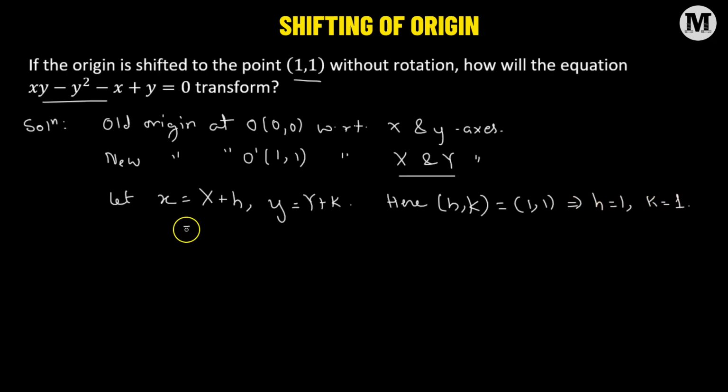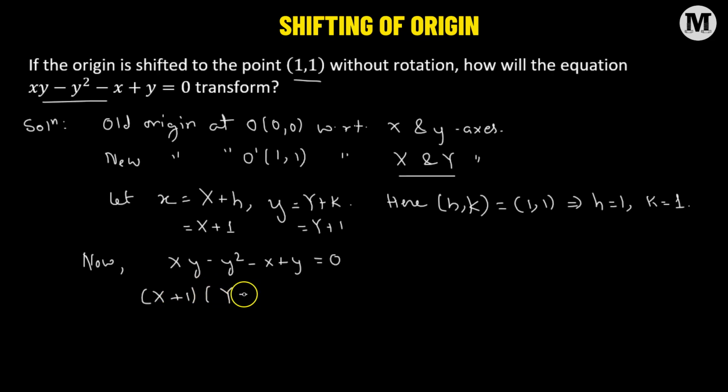Now let's make the substitution. So we're going to replace the value of x with x plus 1 and the value of y with y plus 1 into our given equation. So now we have xy minus y squared minus x plus y equals 0. Let's make the transformation. We replace x with x plus 1, y with y plus 1: minus y squared, so y will be y plus 1 whole squared, minus x plus 1, plus y plus 1, equals 0.